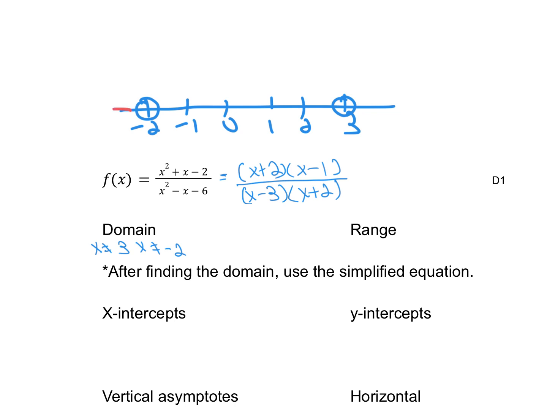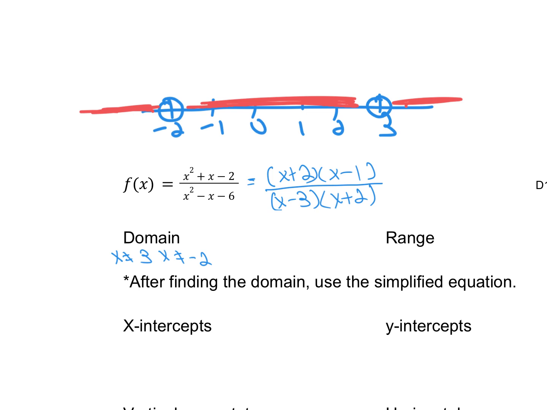However, it can be everything else, which means if we start at negative infinity, which is here, negative infinity and positive infinity. If we start at negative infinity, we are going to go to negative 2 and stop. We're going to jump over it. So we're going to have our union symbol there.